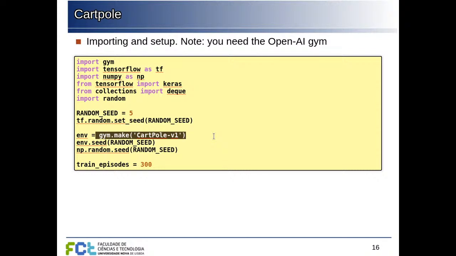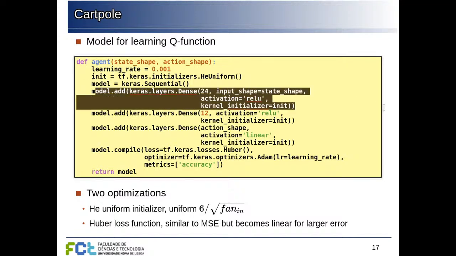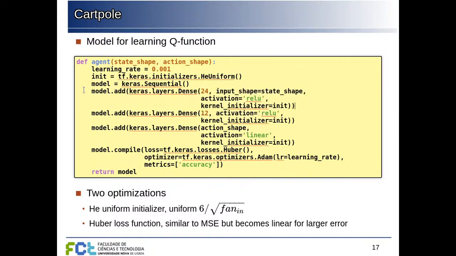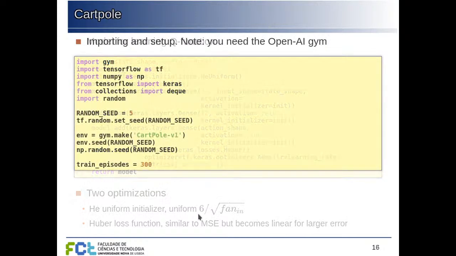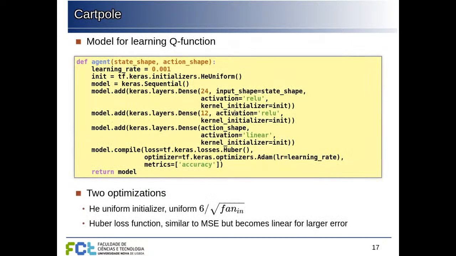Basically, we're going to create this environment, the CartPole-v1 environment, and this is where we're going to get the state and we're going to act on that environment. Okay, so this is the model for the agent. We start with a dense layer of 24 neurons. The input shape is the size of the input that we get from the environment there. And then we have another layer with 12 neurons, and at the end we have a layer that has as many neurons as the actions. So in this case, it's only two actions, push left or push right.